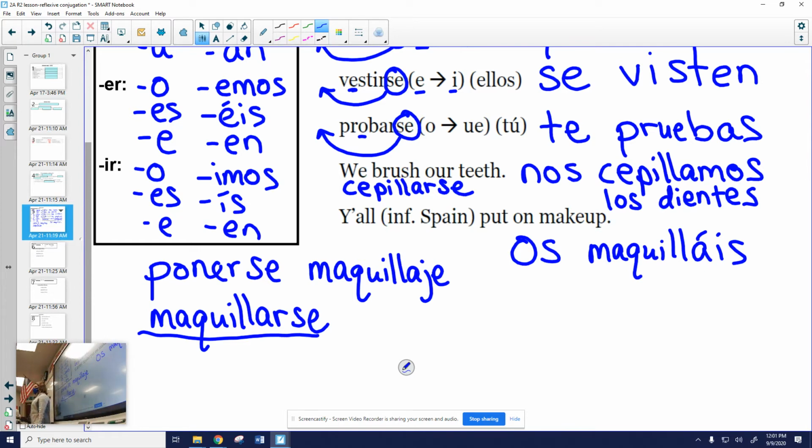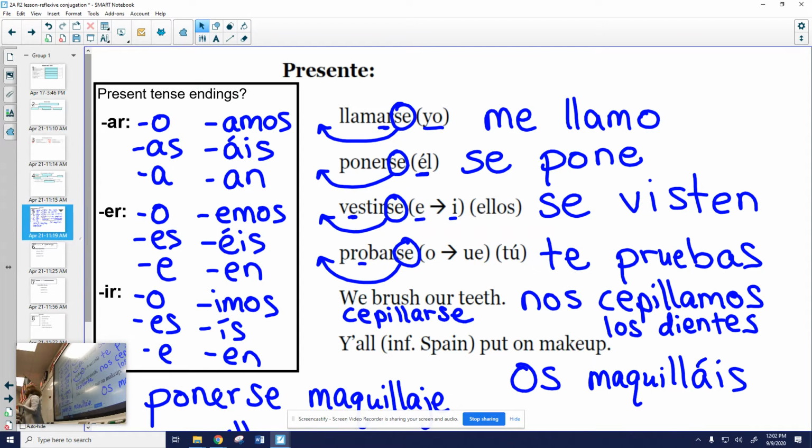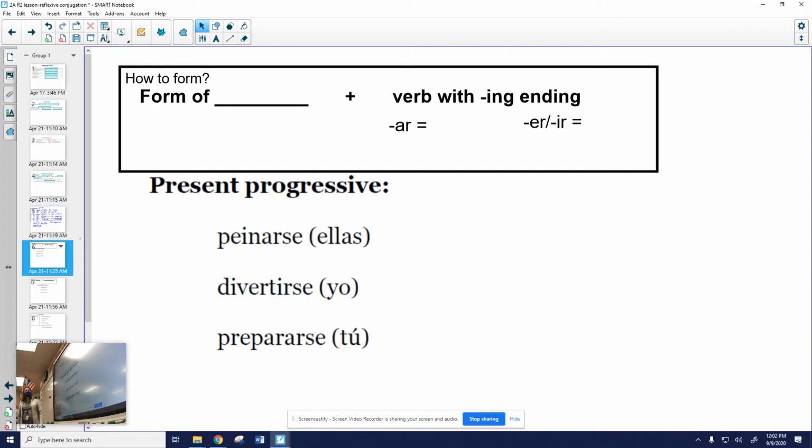How are you feeling about this? Thumbs up, thumbs down, so-so. Some so-sos, some downs, a few ups. Okay, so we're kind of a mixed bag. That's okay. We're going to keep practicing that. So that's the present tense. Pues. The next on your page is the preterite tense. We're going to review the preterite tense next week, so we're going to save talking about reflexives in the preterite until a future day. We're going to skip down a little bit to the present progressive.